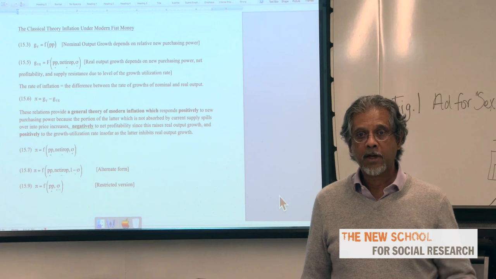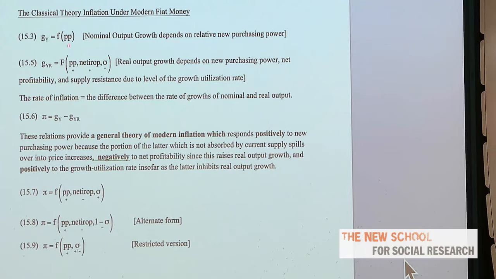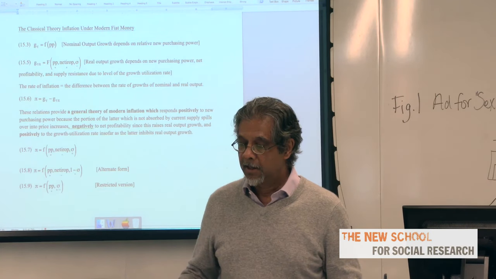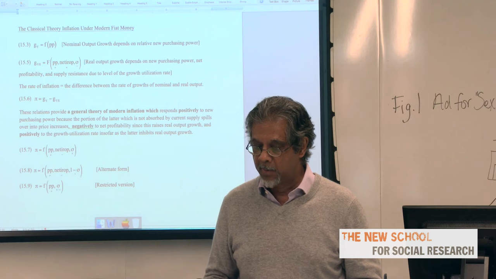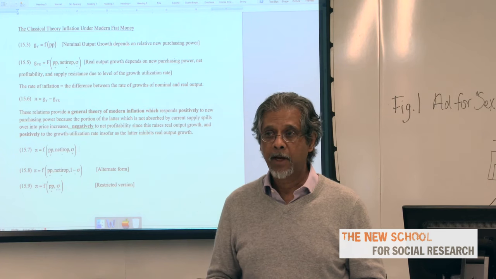Okay? So again, the arguments are actually fairly familiar. The one difference is really the idea that the limit to growth of real output is not unemployment or employment, not the tightness of the labor market, but the tightness of growth utilization. Okay? Any questions about this?